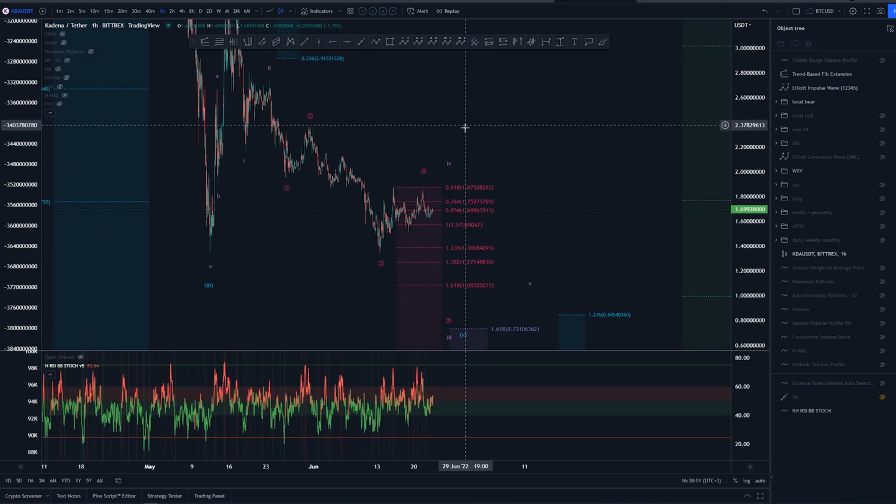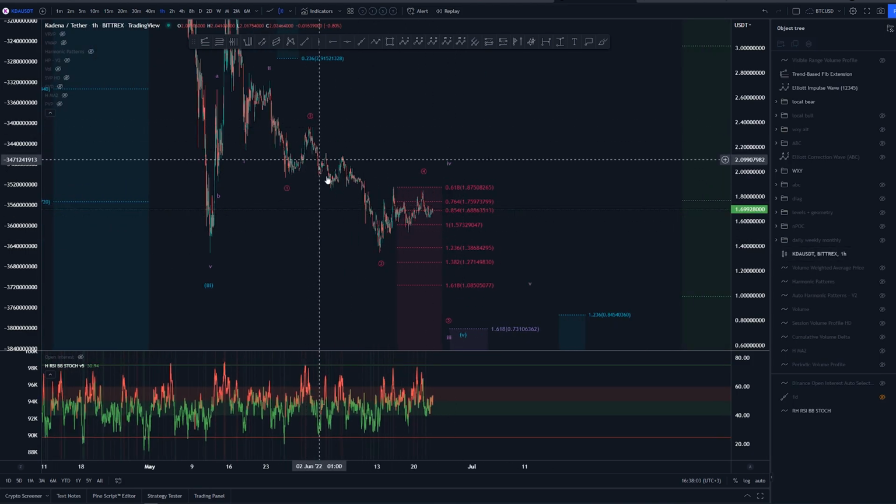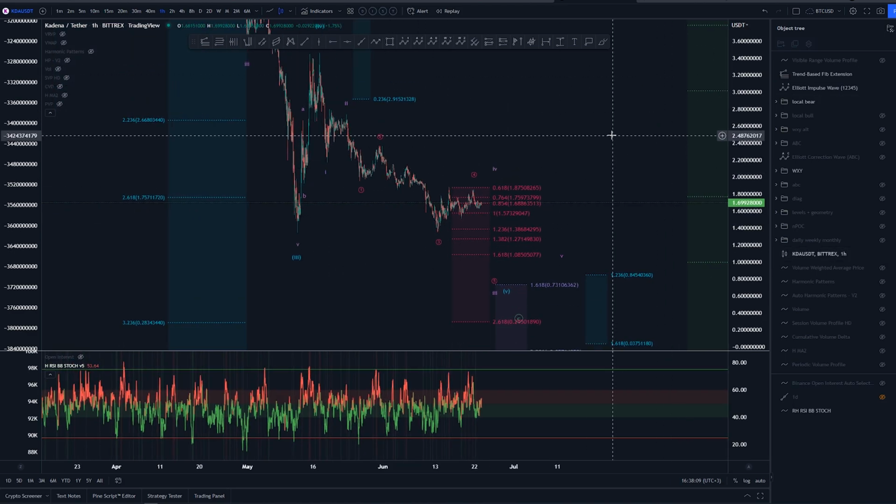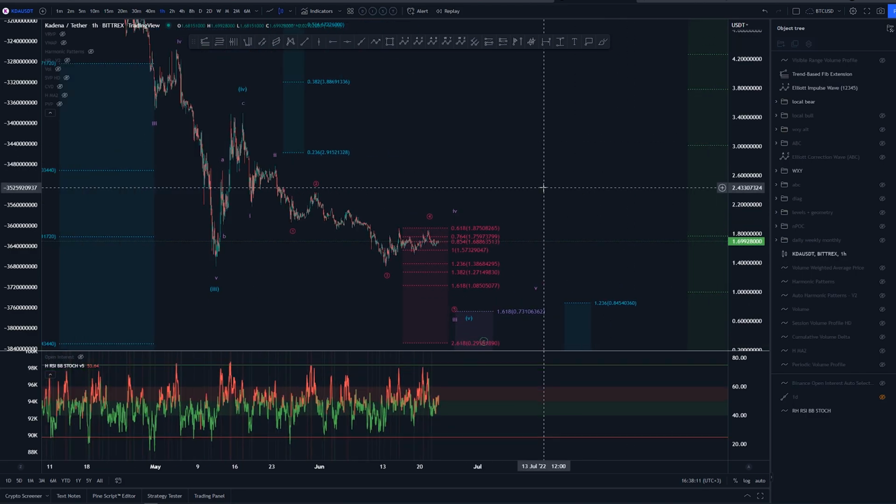Wave 4 is going to be an issue here again inside this wave 3. Yeah, I'm not going to go into more detail on this. This is a mess, even for me.